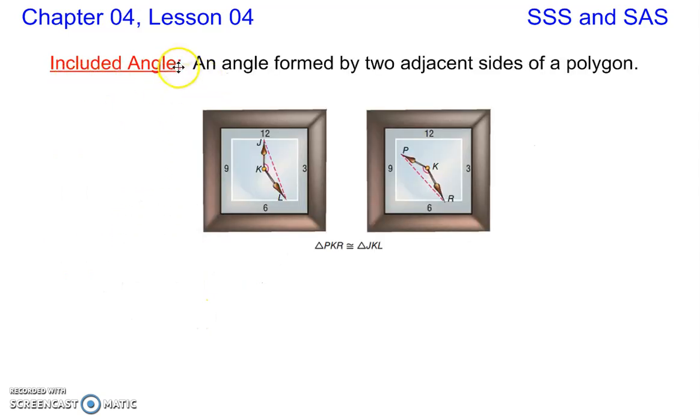An included angle. An included angle is the angle between two adjacent sides. So an angle formed by two adjacent sides of a polygon, like the angle at K here between JKL, or here PKR.